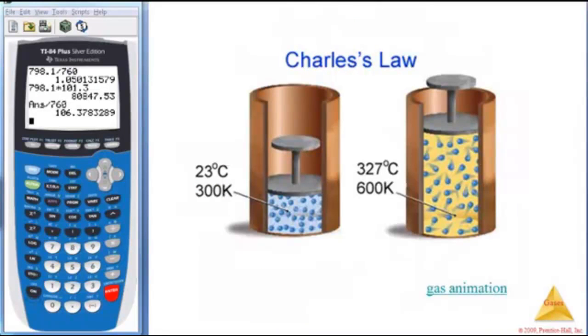So Charles's law is what we're talking about there, volume versus temperature. And what this says is if I increase my temperature and I keep my pressure the same, my volume is going to increase. So here I have a moving piston. I heat this up from 23 to 327, and as a result my particles are colliding more with the side of the wall, causing the volume to go up.